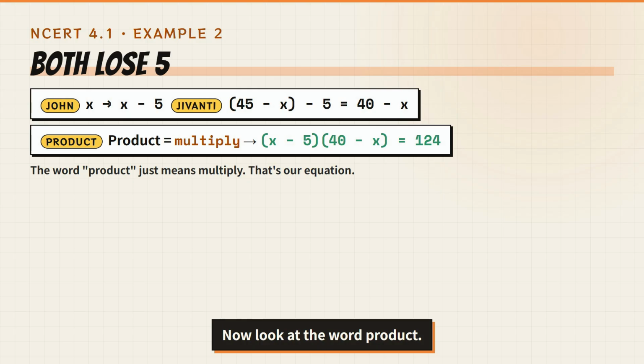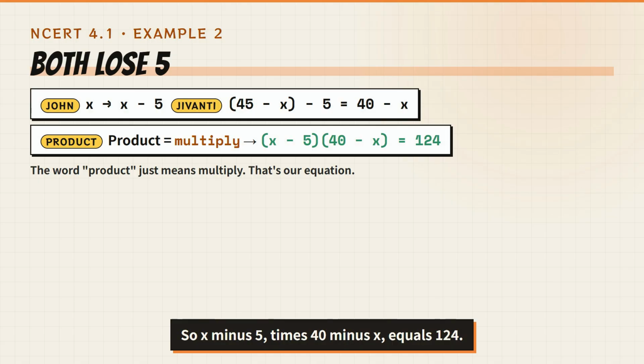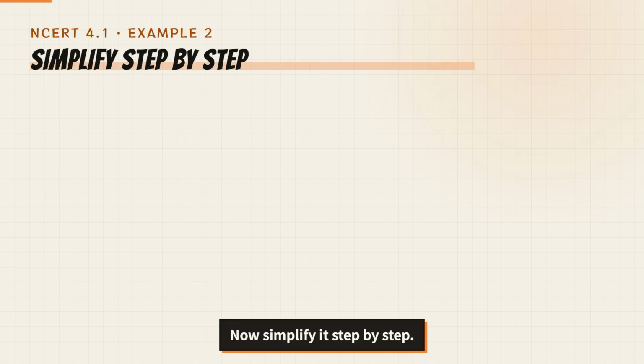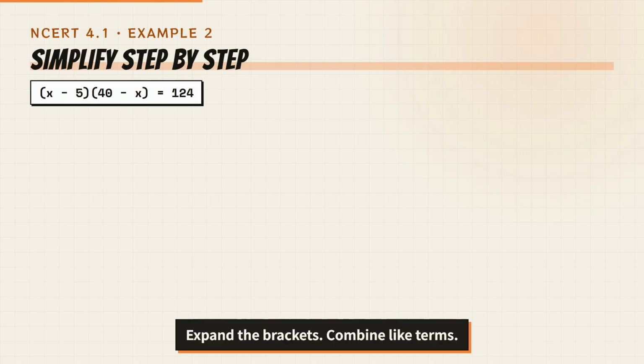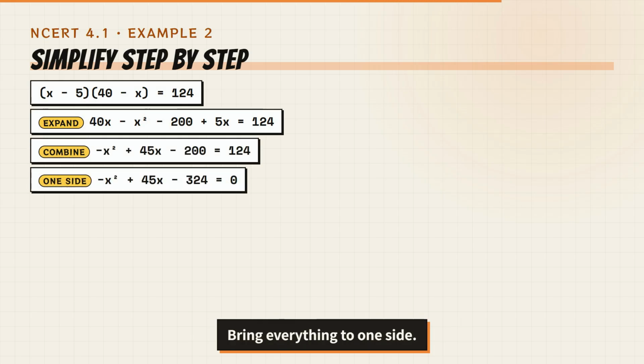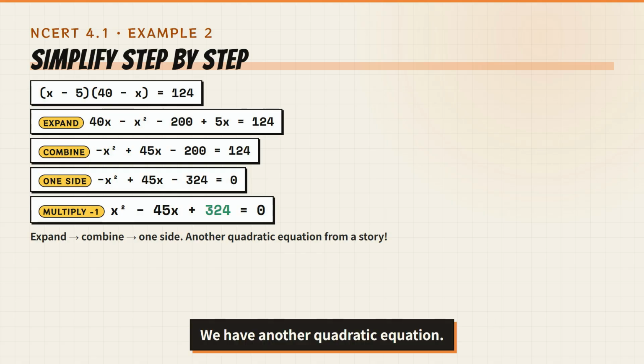Now look at the word product. Product simply means multiply. So (x minus 5) times (40 minus x) equals 124. That's our equation. Now simplify it step by step. Expand the brackets, combine like terms, bring everything to one side. Finally, x squared minus 45x plus 324 equals 0. We have another quadratic equation.